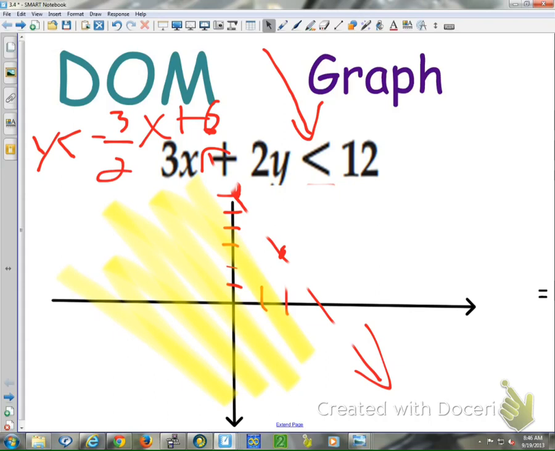Awesome. Only two differences. If there's no equal sign, it's dotted instead of a whole line. And if it's less than, you shade below. If it's greater than, you shade above. In this case, y was less than. It's always if y is less than. y is less than, so we shaded below. If y was greater than, we would have shaded above. Now, if you're wondering, why the heck would we bother doing that? Here's why we would bother doing that.